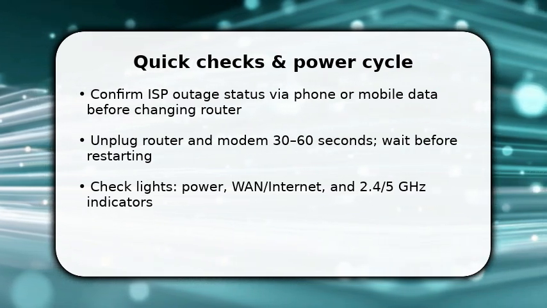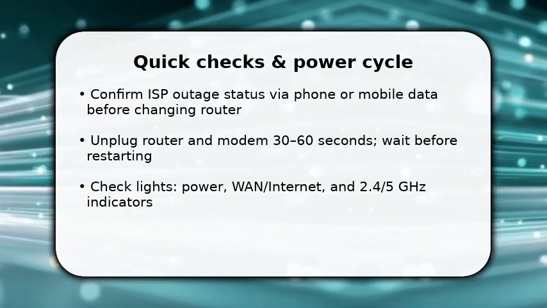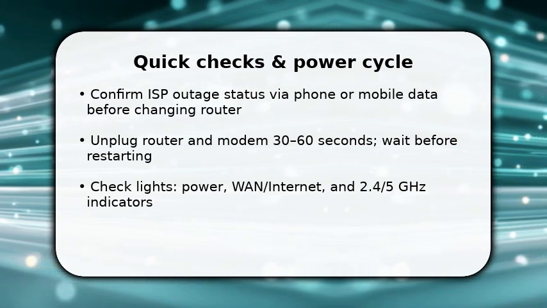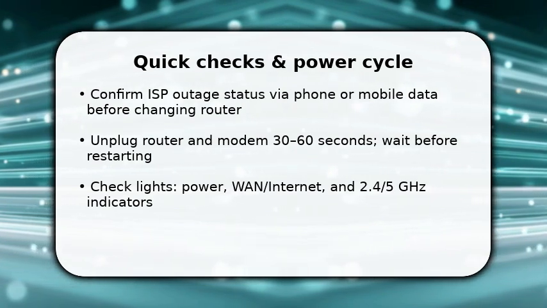Watch the front panel lights. Power, WAN/internet, and wireless bands should come back. If a light stays red or amber, note which one. This tells you whether the problem is link, authentication, or hardware.